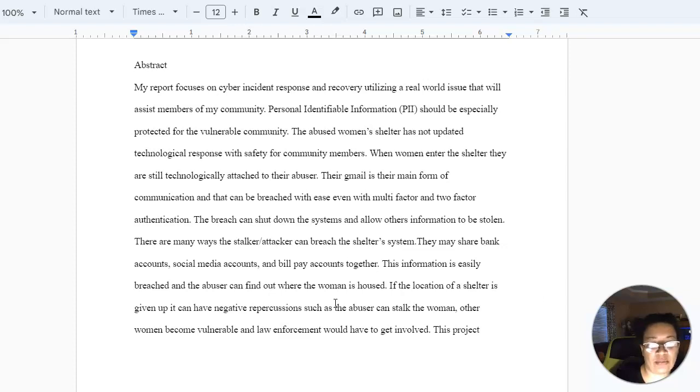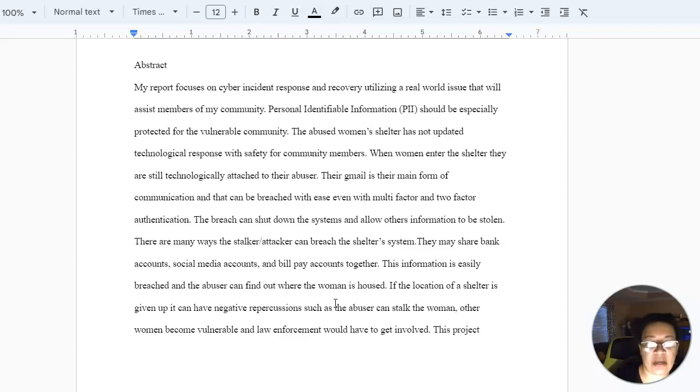Personal identifiable information, PII, should be especially protected for the vulnerable community. The Abused Women's Shelter has not updated technological response with safety for community members. When women enter the shelter, they are still technologically attached to their abuser.